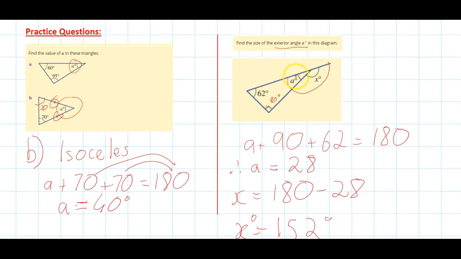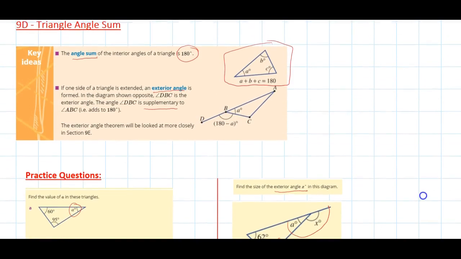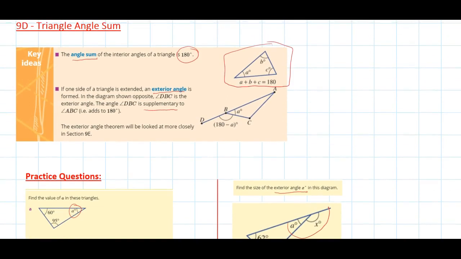First, find out what the unknown variable is, and then work out what the other one is, and that will get you through those steps. Make sure you have this key information written down: the interior angles equal 180, and when an exterior angle is created, it creates a supplementary angle, which also adds up to 180.